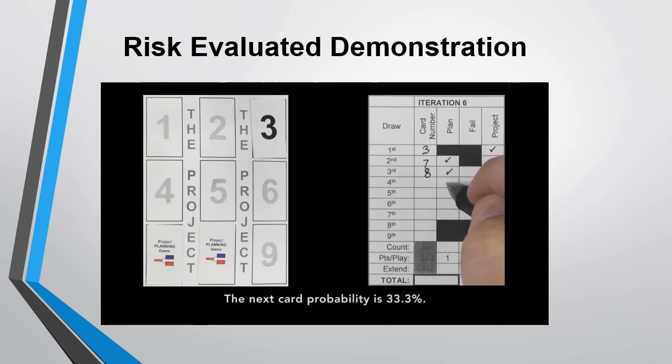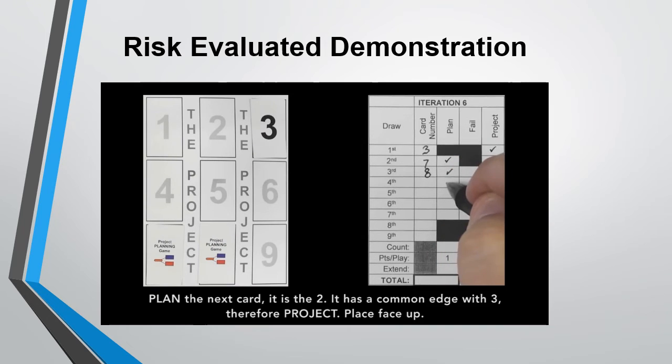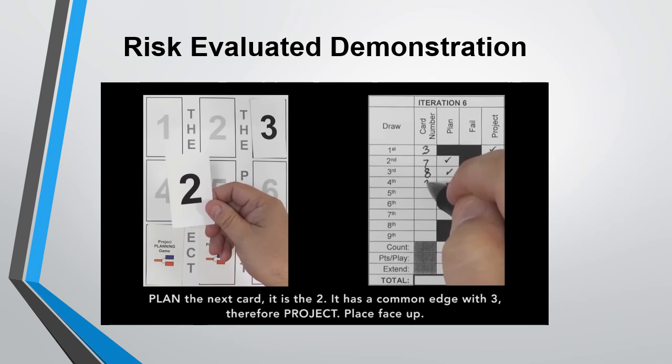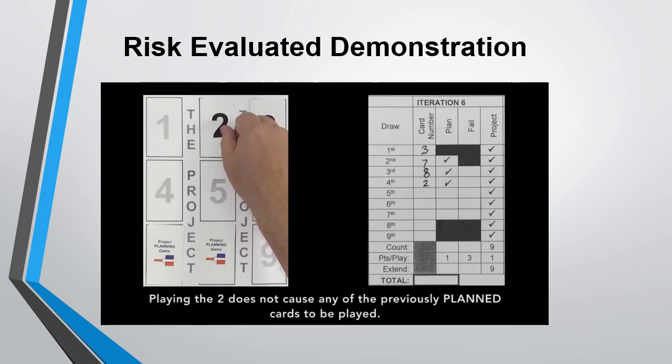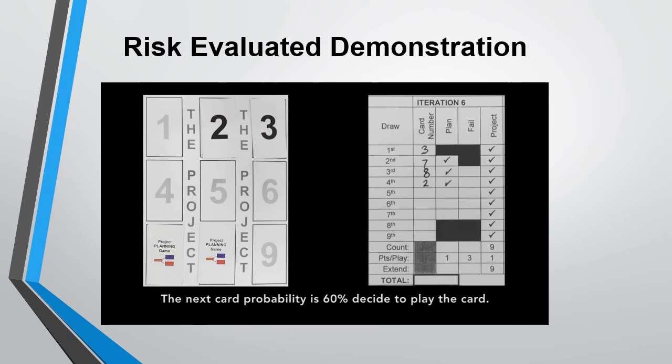Next card probability is 33.3%. Plan the next card, it is the 2, has a common edge with 3, therefore project, place face up. Playing the 2 does not cause any of the previously planned cards to be played. The next card probability is 60%. Decide to play the card.